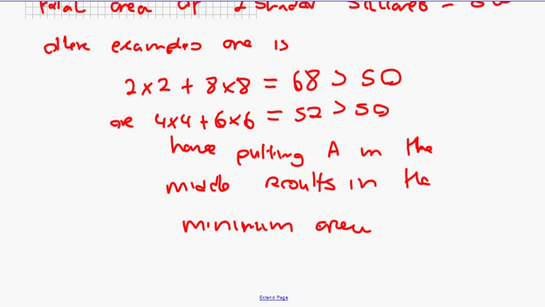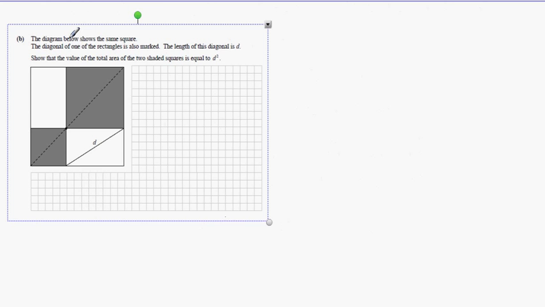Now, the diagram below shows the same square. The diagonal of one rectangle is also marked. The length of the diagonal is d. Show that the total area of the two shaded squares is equal to d squared.